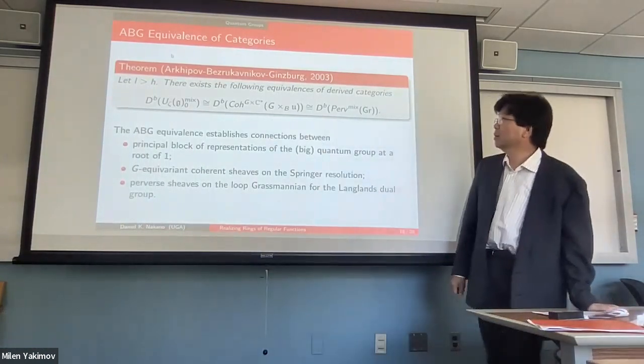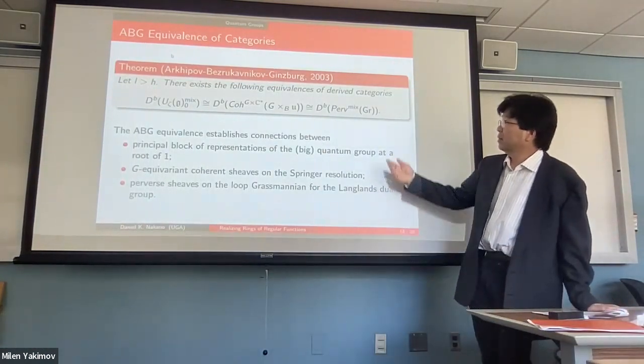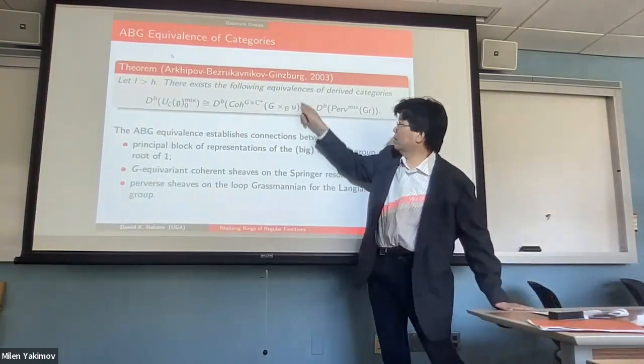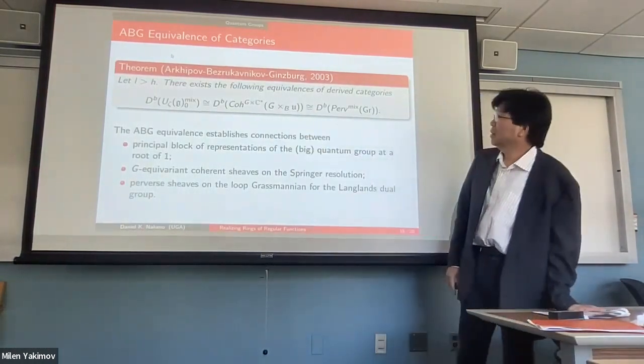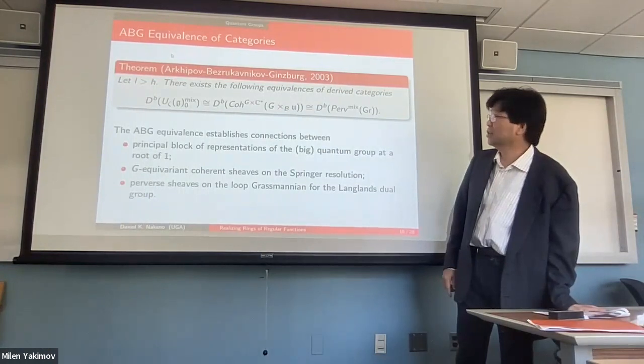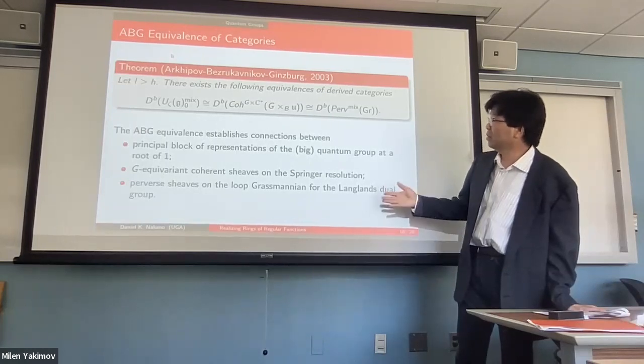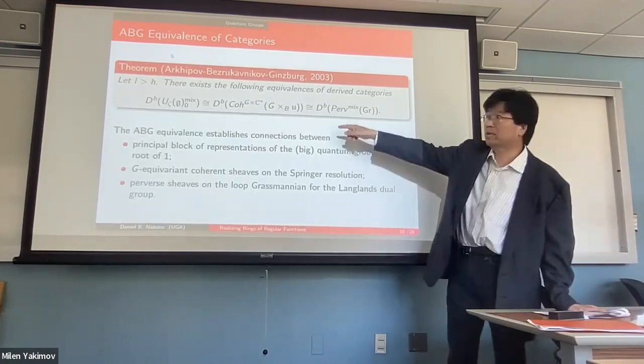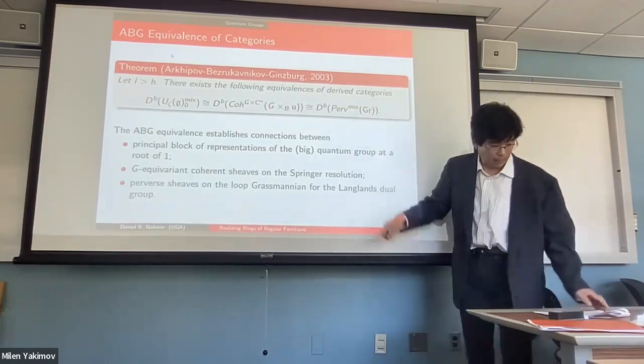And moreover, how do you get this answer over here in terms of the Springer resolution? It turns out it is on the level of cohomologies, and that's where the cohomological calculation comes into play. So the cohomology of the quantum group, or small quantum group, definitely plays a role in this theorem.